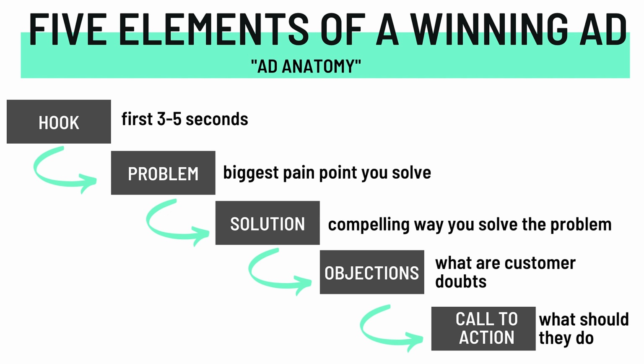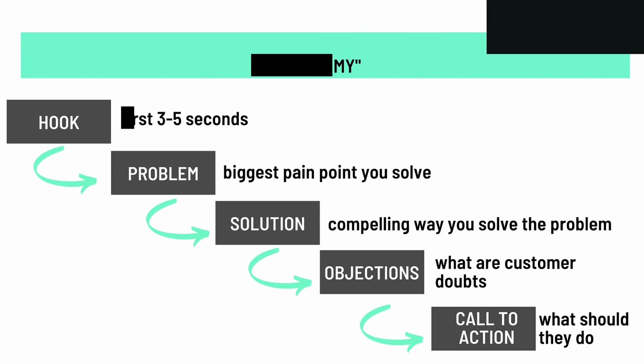The next thing that is really good is to identify the biggest pain point you're trying to solve with your particular product and offer and call it out. And the more that this aligns with the pain point of your actual customer archetype, the better. The next is the solution, which is the most compelling way that your product solves that pain point and problem. The fourth is the objections. So what are the customer's doubts as they're thinking about your product offering, what's going through their head, and addressing those. And then finally, a call to action in terms of what they should do and what's the next action they need to take after watching the ad.